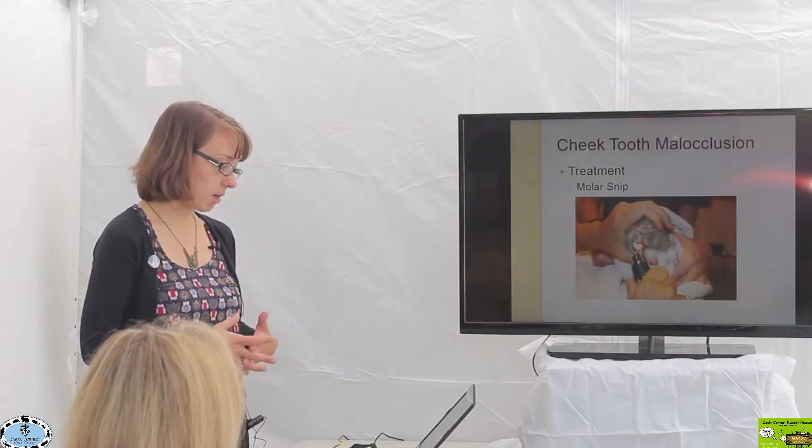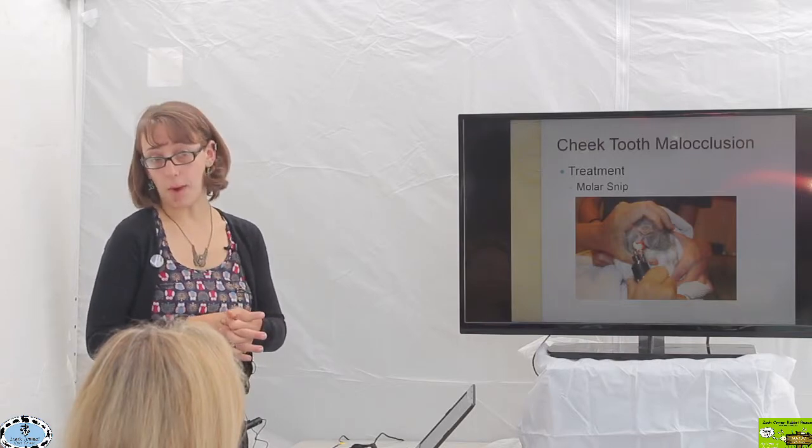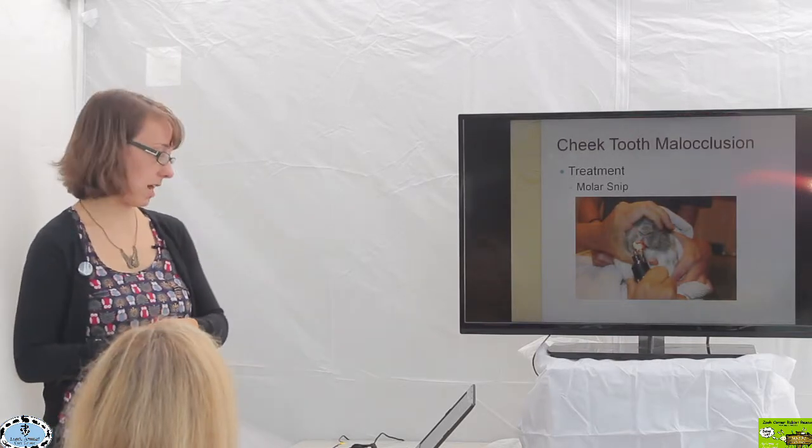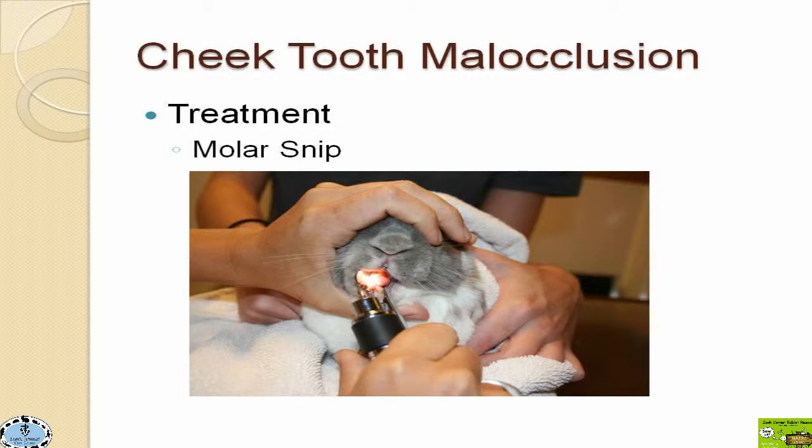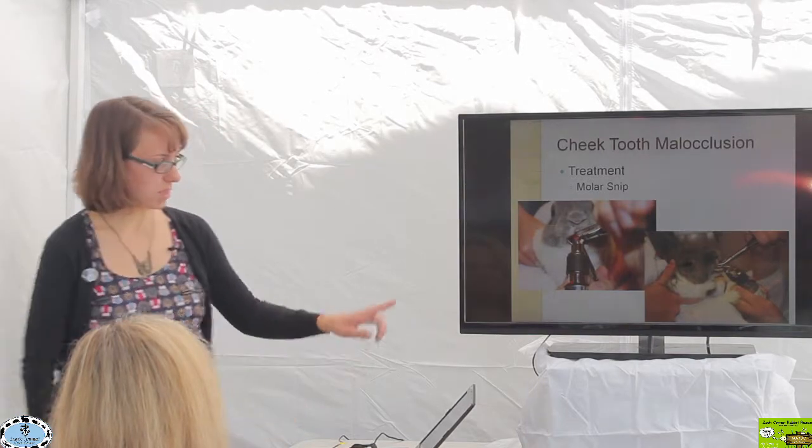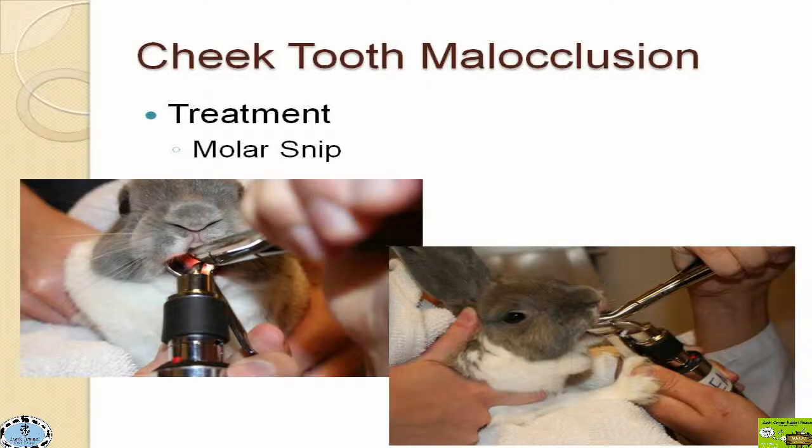Now, molar snips we can do awake. We don't have to put them under anesthesia for that. What's going on in this picture here is I'm using an instrument to look into the mouth of that rabbit. There's a little light source on the end, and there are cheek spreaders on it as well. So I'm stabilizing his head, and then I'm putting that instrument into that mouth to get a visual of what those teeth look like. And then you can see the actual instrument itself right there, and right there from the side, going into the mouth between those little cheek spreaders to reach into the back and snip those molars.